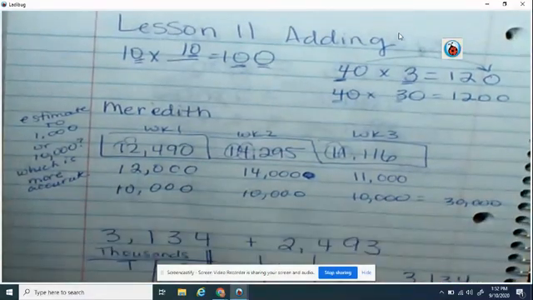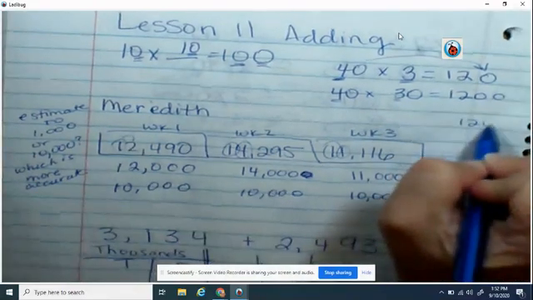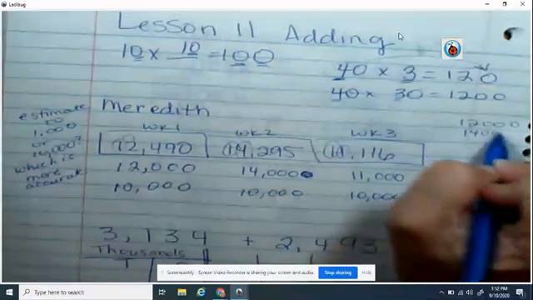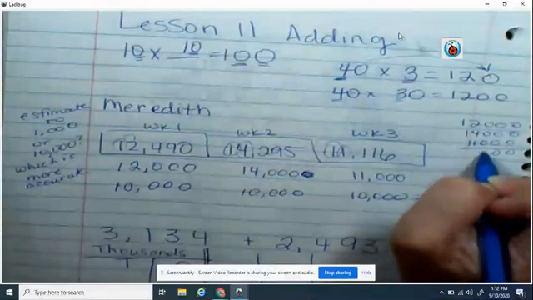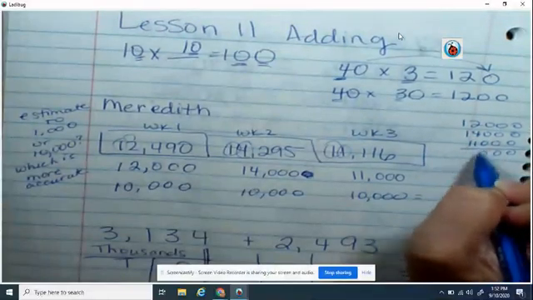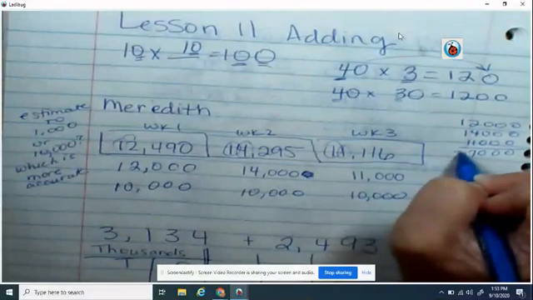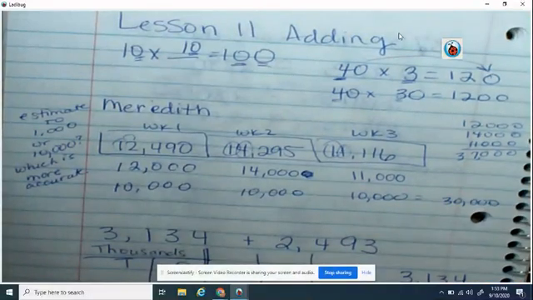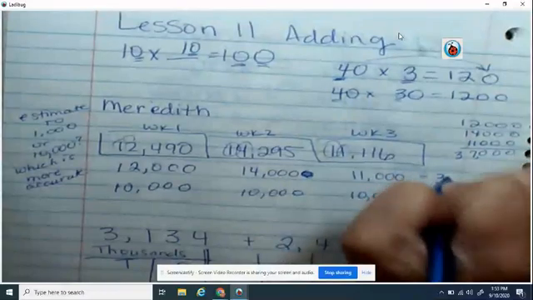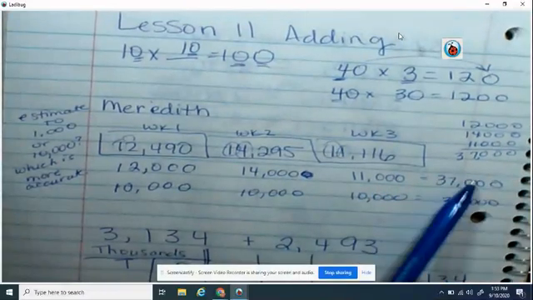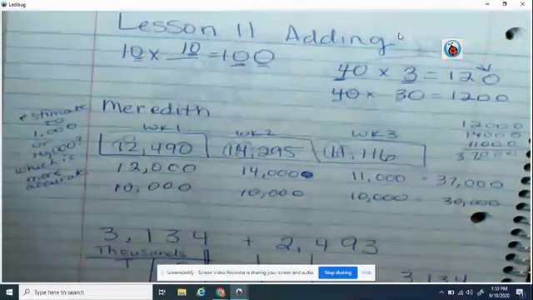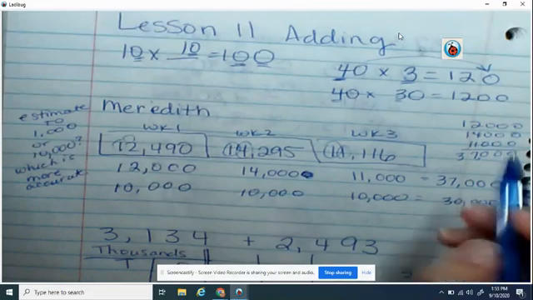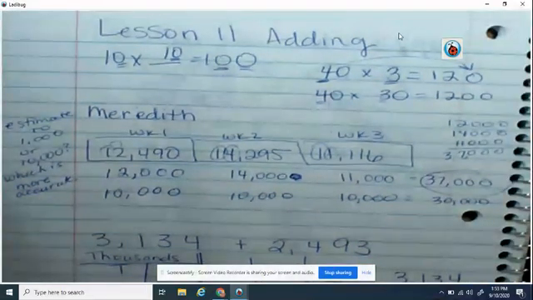But if we rounded it to the nearest 1,000, then let's add these up. 12,000, 14,000, 11,000. Okay, 0, 0, 0. 2 plus 4 is 6 plus 1 is 7. 1, 2, 3. We have 37,000. So that's 7,000 calories different. This 37,000 is going to be much closer to what Meredith actually ate. So we should probably estimate to the nearest 1,000 because it's going to be more accurate.